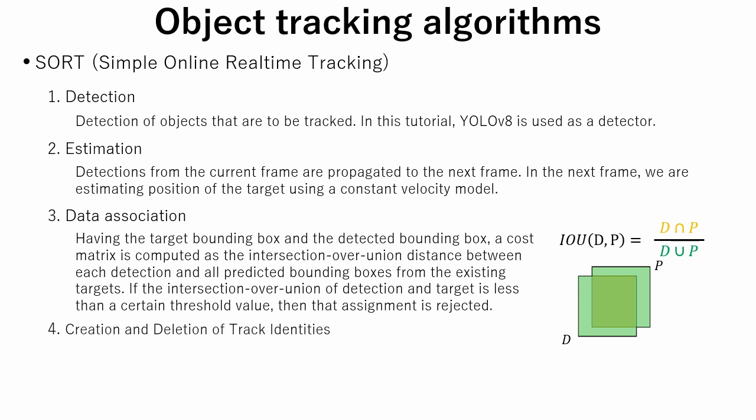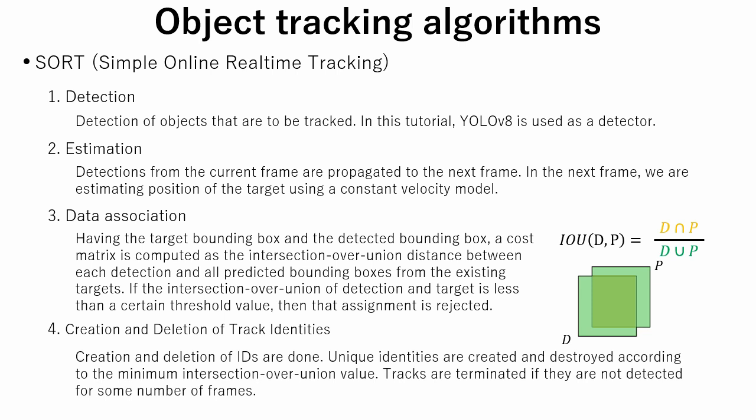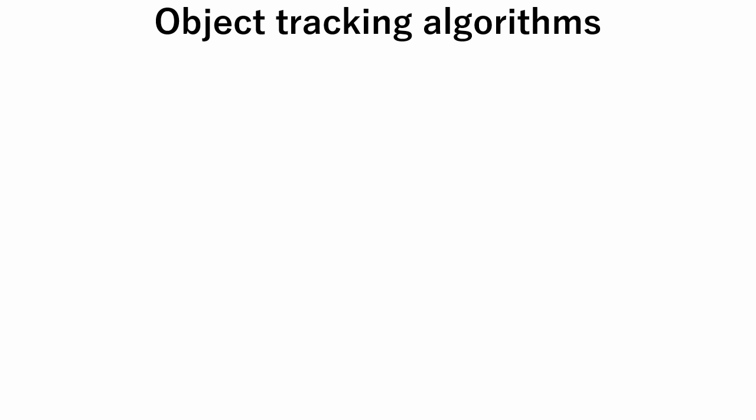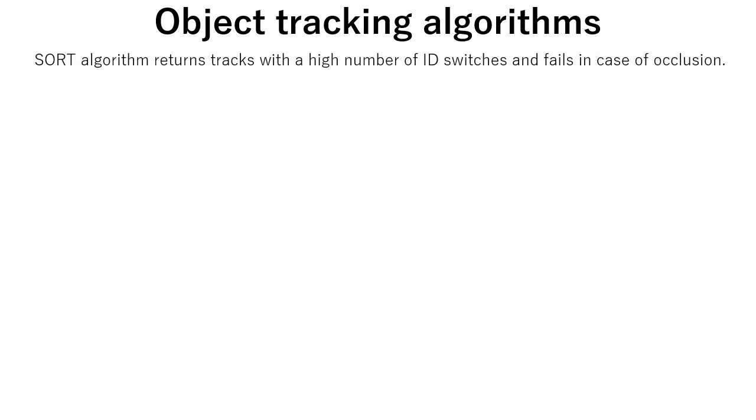The fourth step is creation and deletion of track identities. In this step, creation and deletion of IDs are done. Unique identities are created and destroyed according to the minimum intersection over union value. Tracks are terminated if they are not detected for some number of frames. SORT performs well in terms of tracking precision and accuracy. But SORT algorithm returns tracks with a high number of ID switches and fails in case of occlusion.